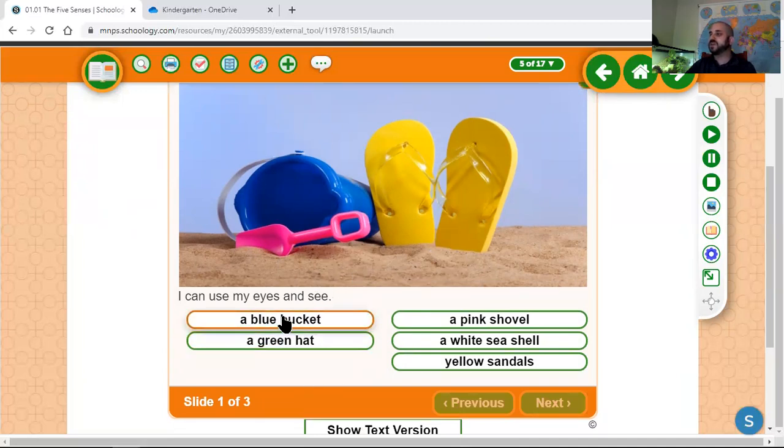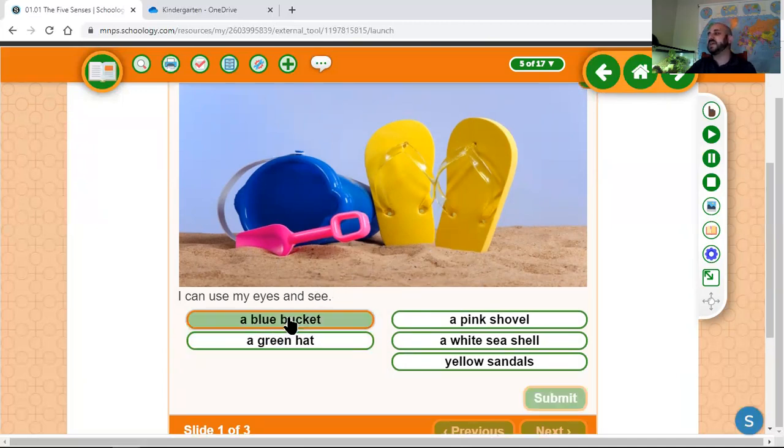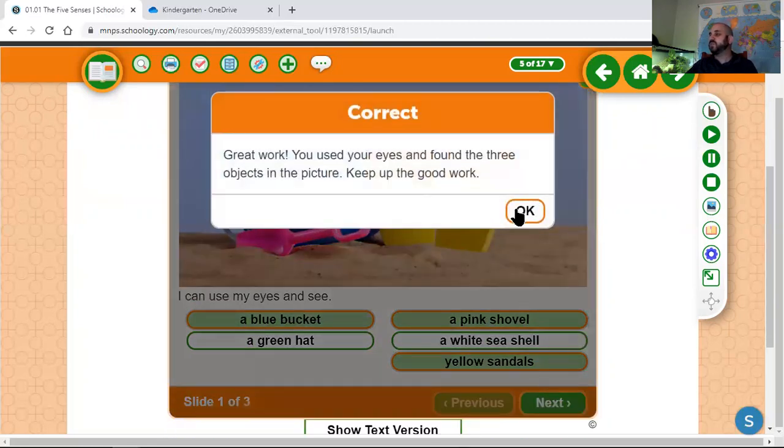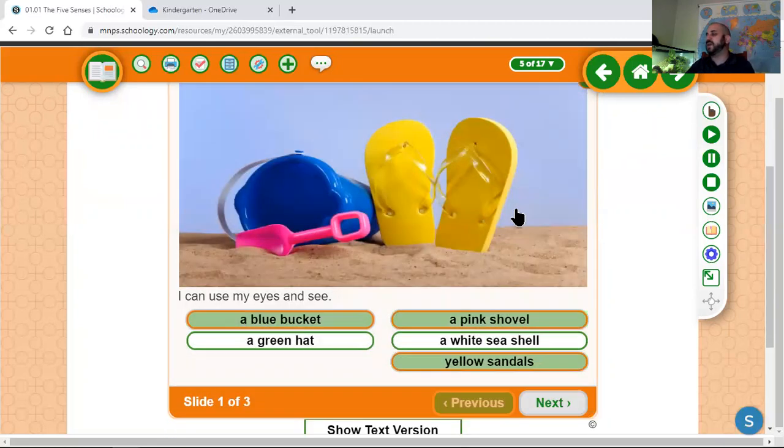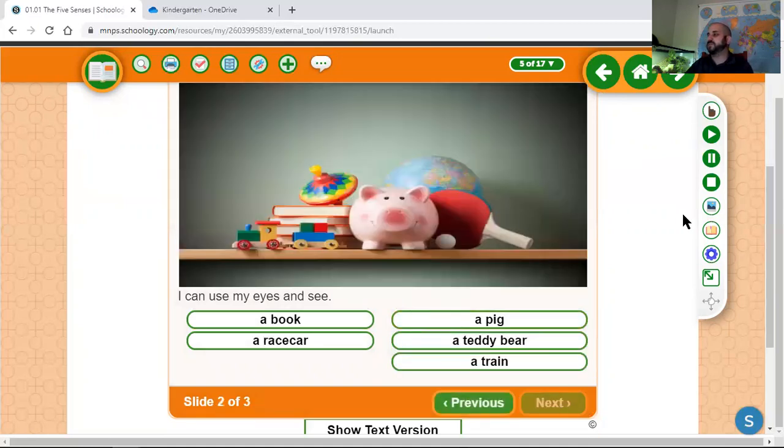So for example, do we see a blue bucket? Yes. Do we see a green hat? No. Do we see a pink shovel? Yes, there it is. Do we see a white seashell? I do not see a white seashell, but I do see some yellow sandals. Let's see if we got all of them. Great work. All right. What else you got?